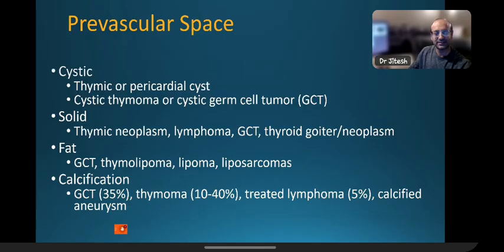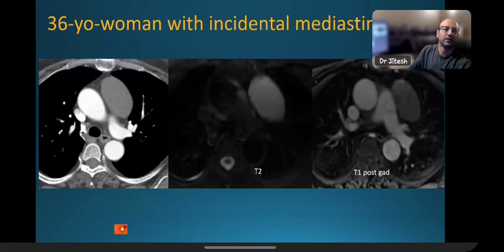Based on calcifications, germ cell tumor can contain calcification. Thymoma can also have calcification. Lymphomas usually do not, but treated lymphoma can show calcification, and sometimes a calcified aneurysm can appear as a prevascular mediastinal mass. So we will start with the cases now.